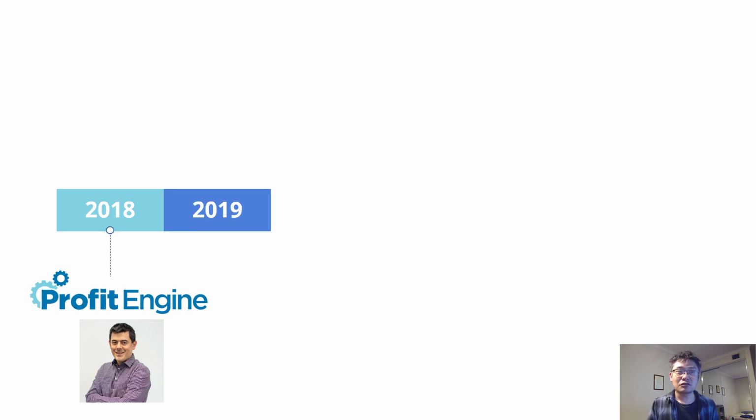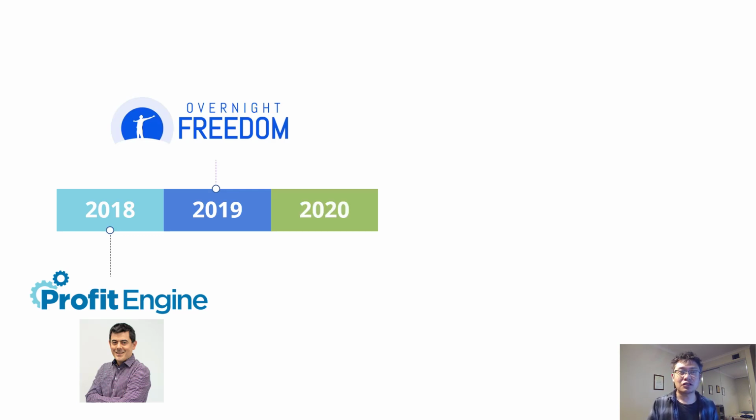Okay, and then this was followed by, in 2019, another program called Overnight Freedom Formula, I think, or something called Overnight Freedom System. Okay, and yeah, this is again just another streamlined version of the same method. 2020, Healthy Commissions, pretty much the same thing, except that the focus is on, as the title suggests, health offers. So the health niche is what they were focusing on.